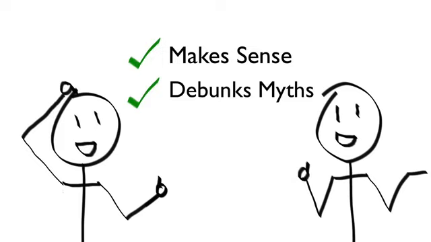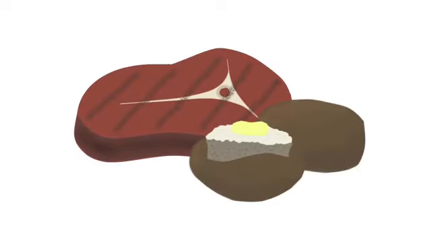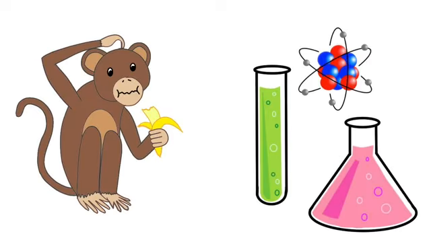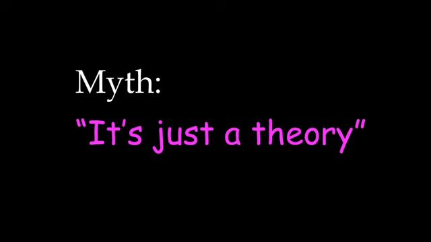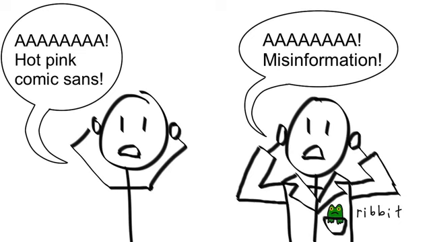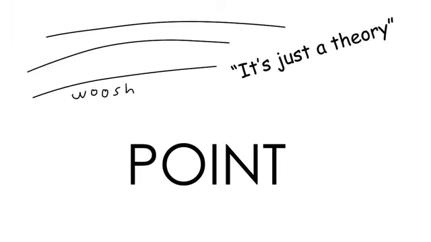But before we get started on the actual meat and potatoes of evolution itself, we need to cover some confusion about evolutionary theory and science as a whole. So let's tackle the big one. Evolution is just a theory. This is probably the most irritating myth in the eyes of biologists, and for good reason. It completely misses the point.